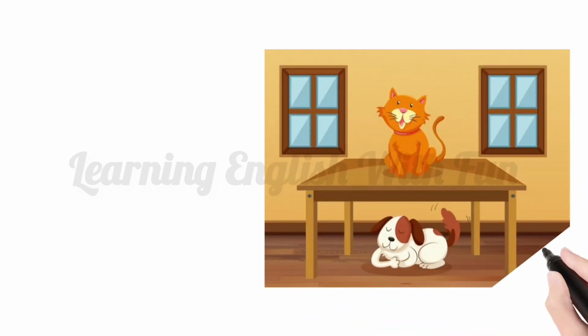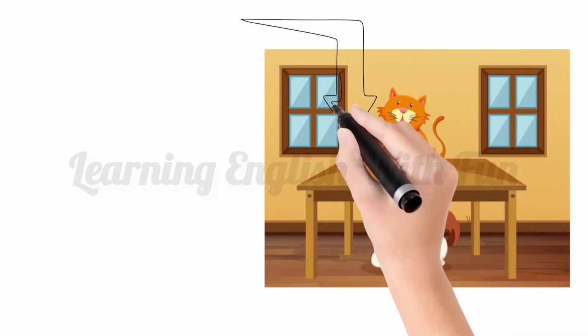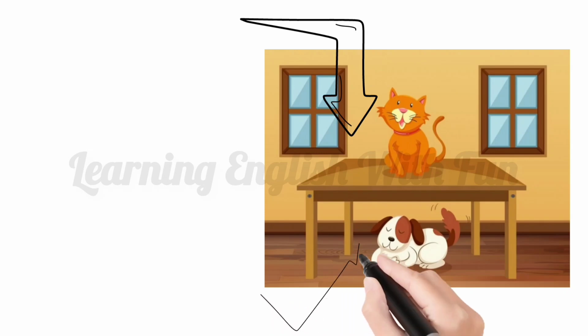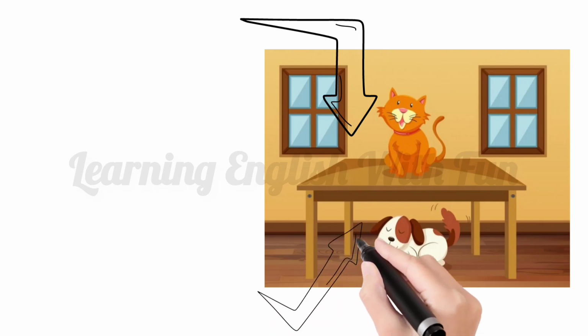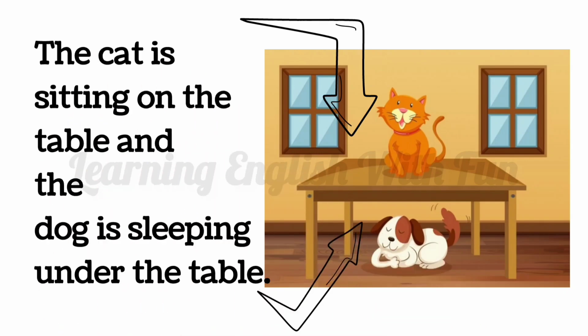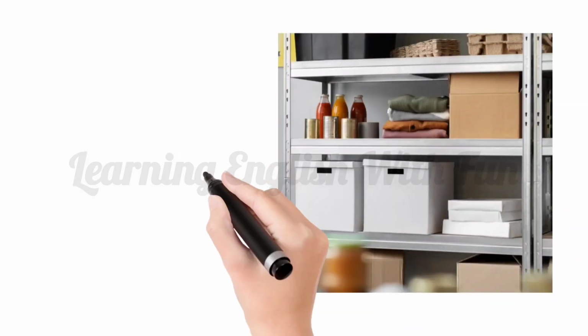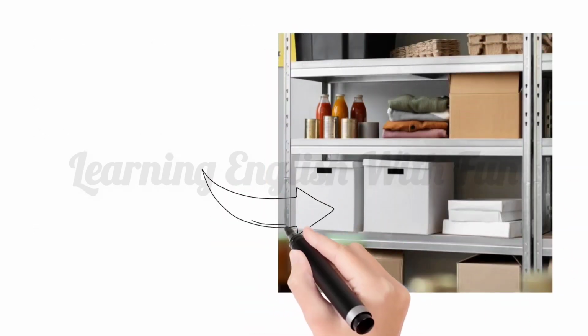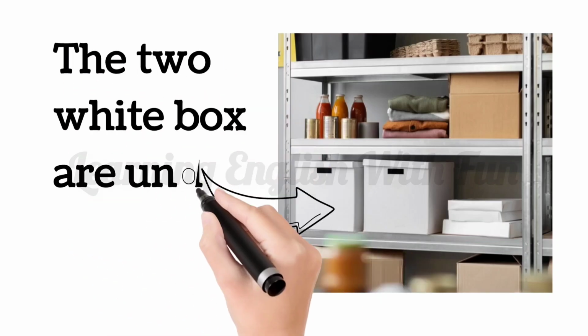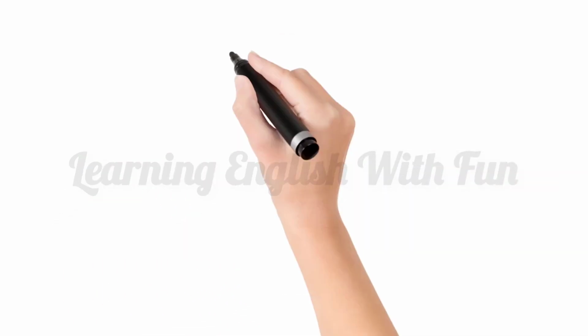The cat is sitting on the table and the dog is sleeping under the table. The two white boxes are under the shelf.